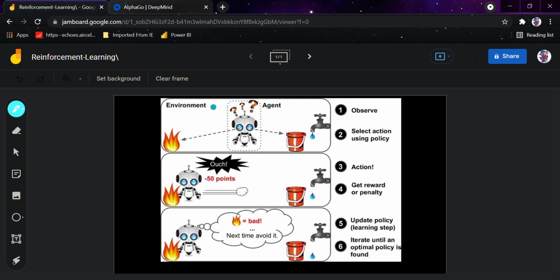What the agent would do in the environment is observe what things are present here, and then select an action using a policy. Now the action has taken place: the robot goes to the left, where there is fire, and it gets a reward or penalty, and here it got minus 50 points. Hence the algorithm would learn that it should not go to the left next time because there is fire and it would get a penalty. It would update the policy to avoid it, and iterate until an optimal policy is found.